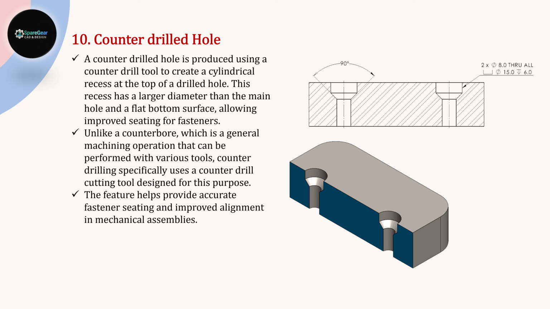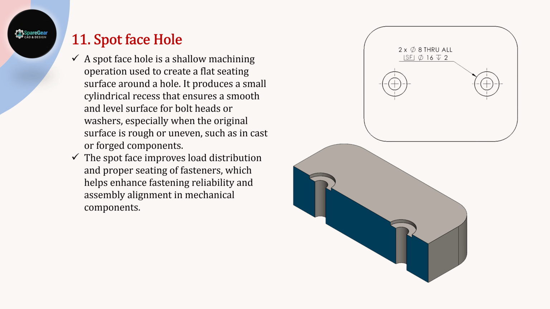In components produced by casting or forging, the surface around a hole may not always be perfectly flat. In such cases, a machining operation called spot facing is used. A spot face hole creates a small flat surface around a hole. This operation ensures that bolt heads or washers sit properly on the component surface. Spot facing is particularly useful in cast or forged components where the surface may be rough or uneven. By creating a flat seating surface, spot facing improves load distribution and fastening reliability.